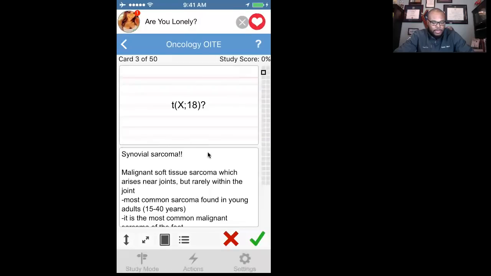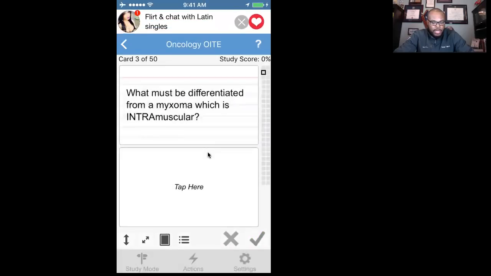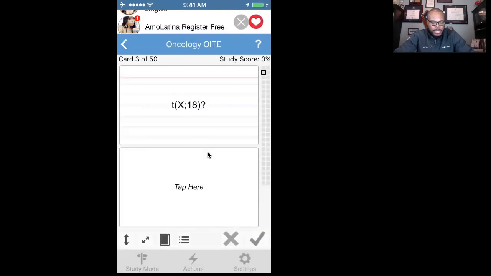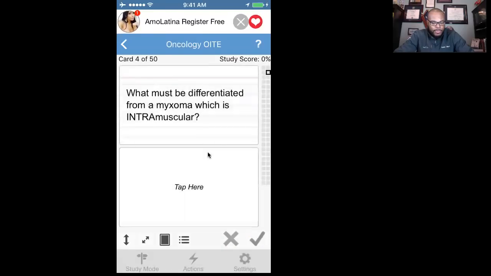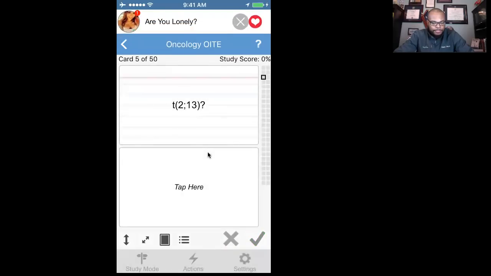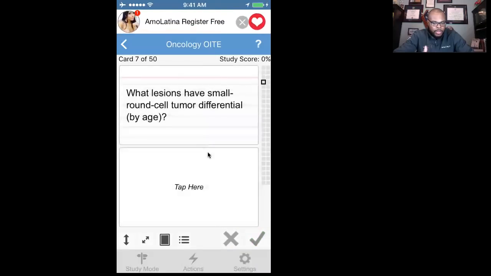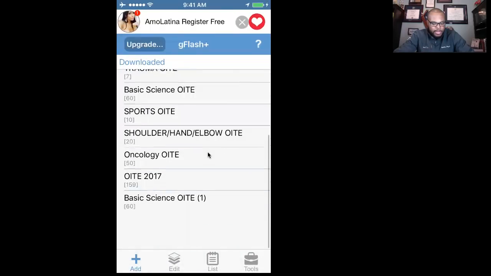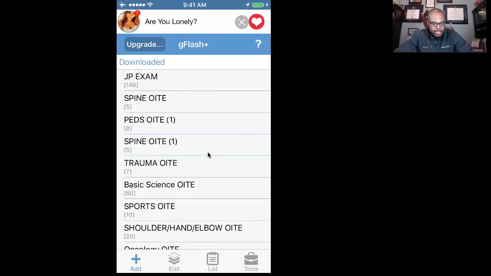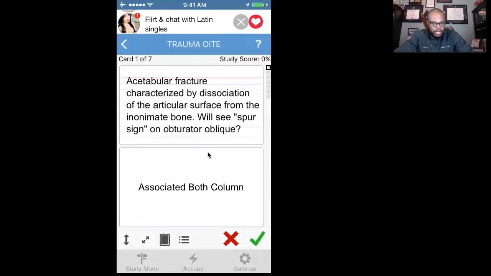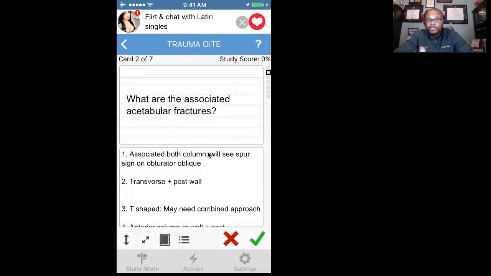So trisomy or translation of X18, that's synovial sarcoma, rhabdomyosarcoma. So just little small things that you want to remember right before the exam. So like I said, I use this to study for my exams even to this day.